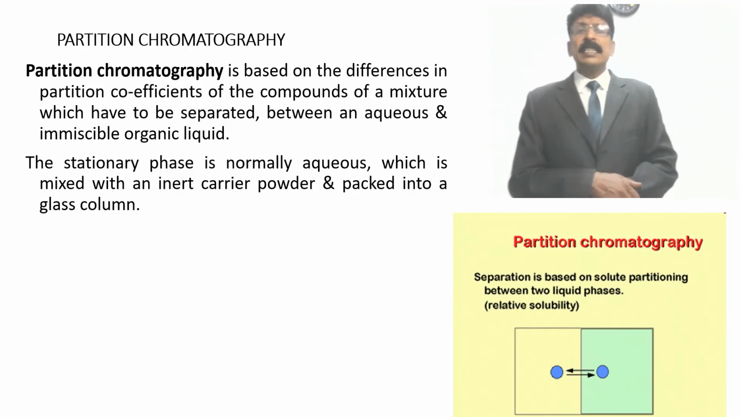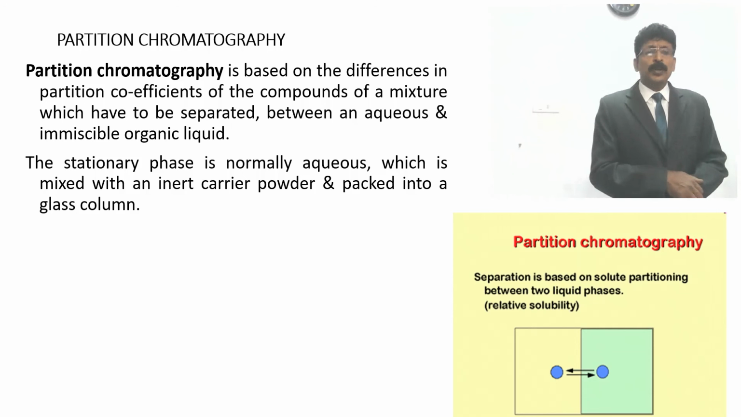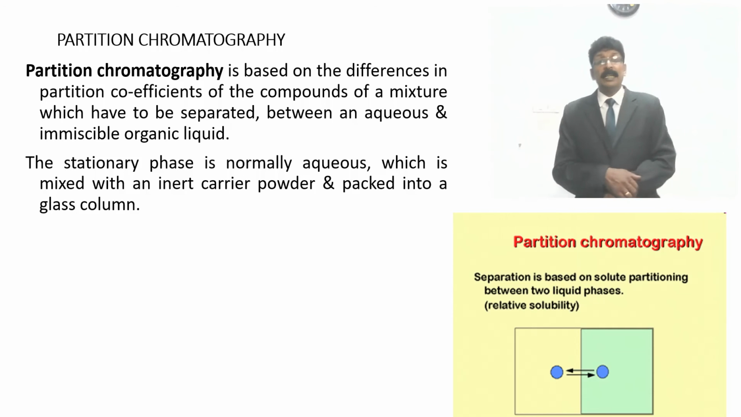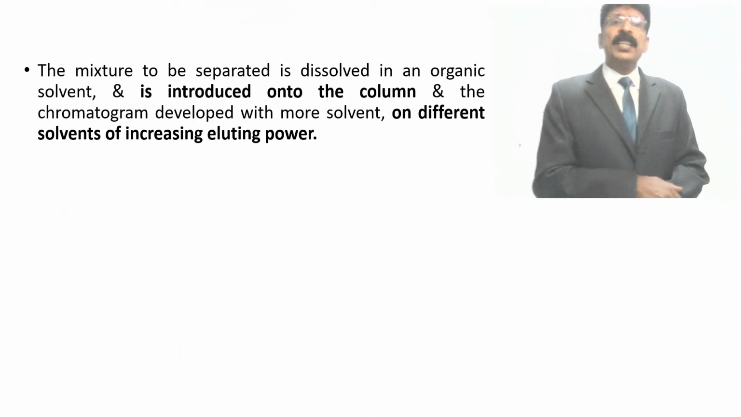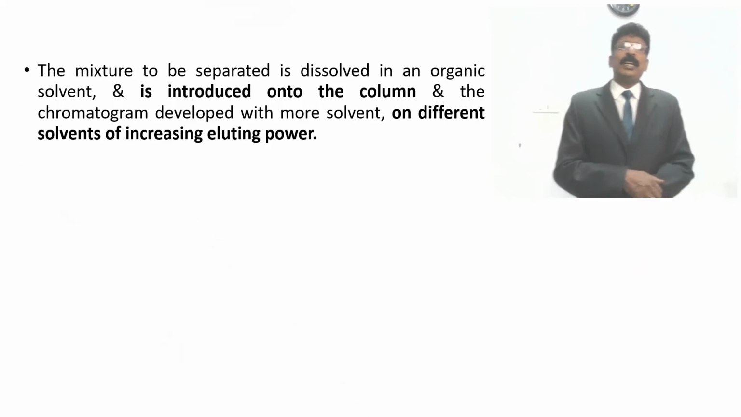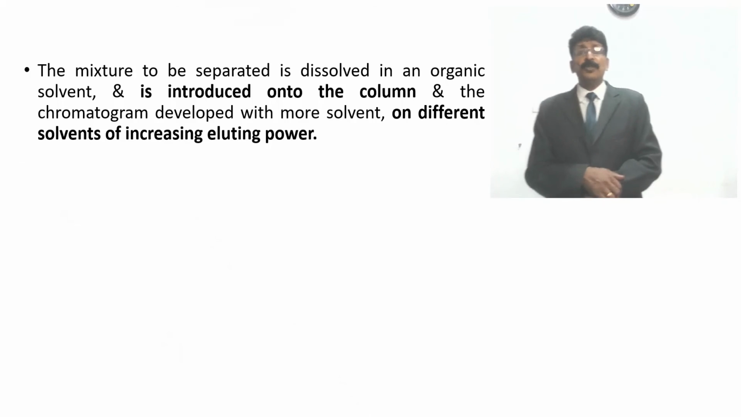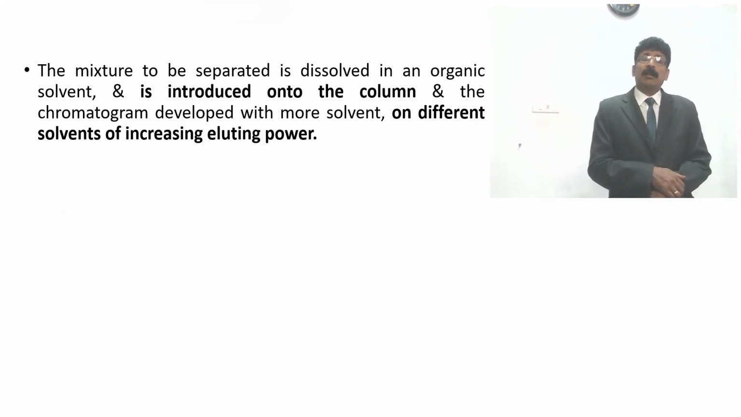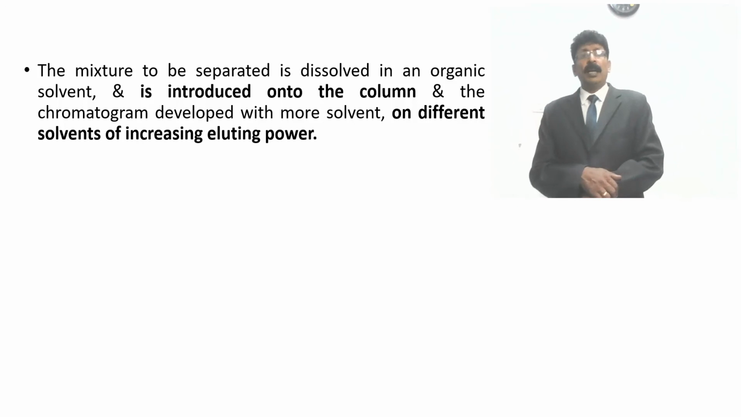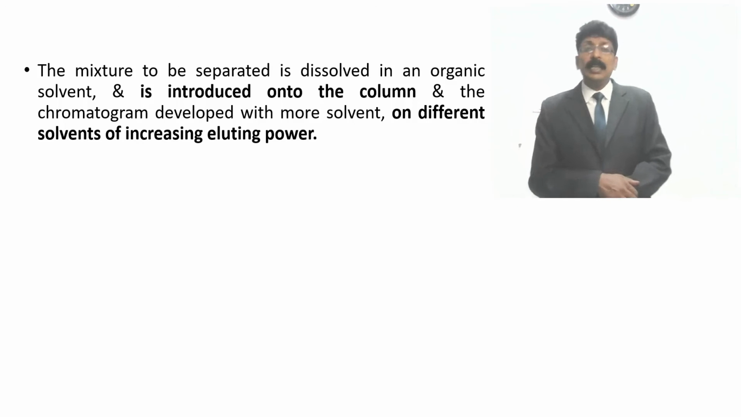The stationary phase is normally aqueous, mixed with an inert carrier powder and packed in a glass column, that is for column chromatography. The mixture to be separated is dissolved in an organic solvent and introduced into the column, and the chromatogram is developed with more solvent or a different solvent to increase the eluting power.